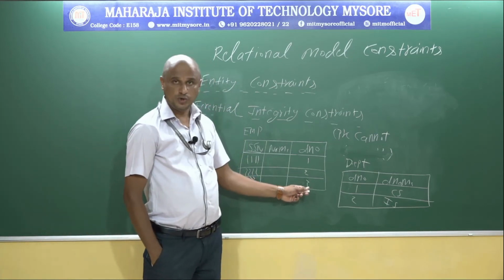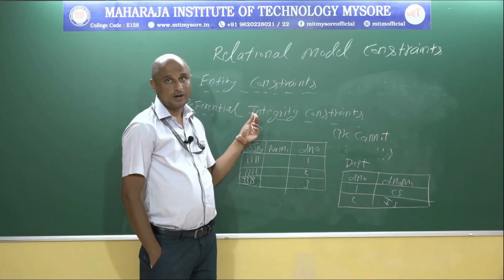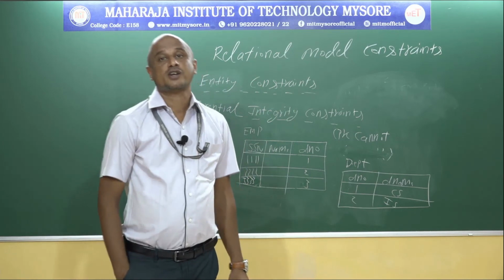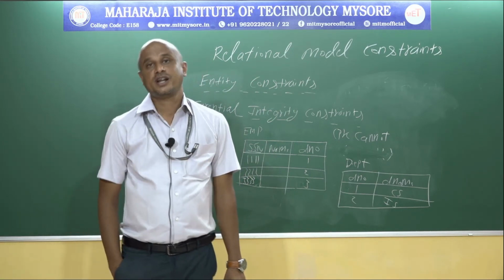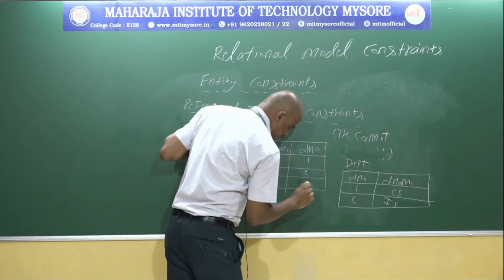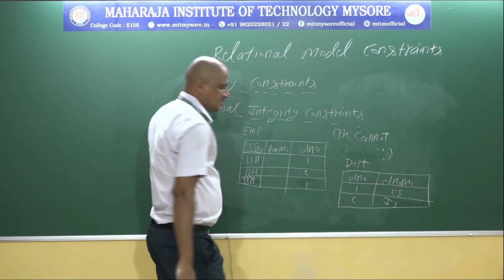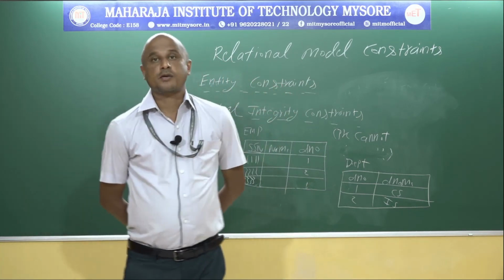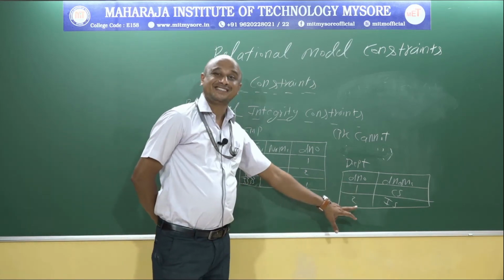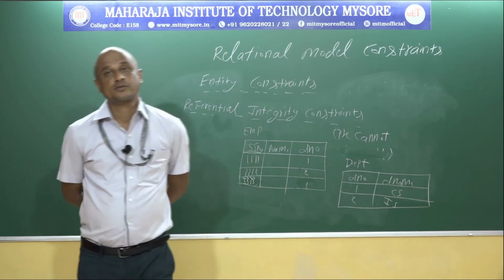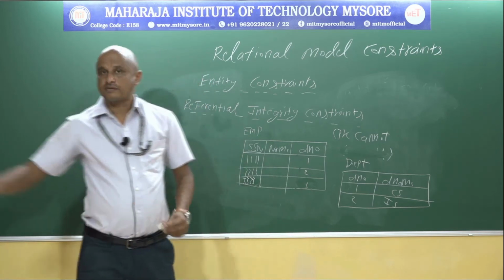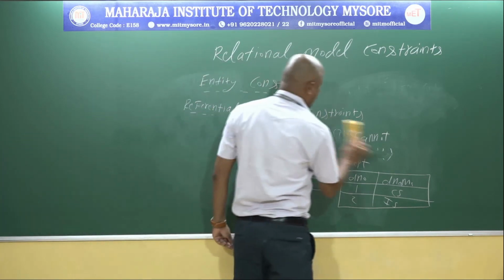As I told, a tuple of an attribute in relation R1 refers to an existing tuple of relation R2, and this is called a referential integrity constraint. I want to make it 1 because branches 1 and 2 are available, so I made it 1, 2, 1. This refers to an existing tuple, and that is called a referential integrity constraint, right?